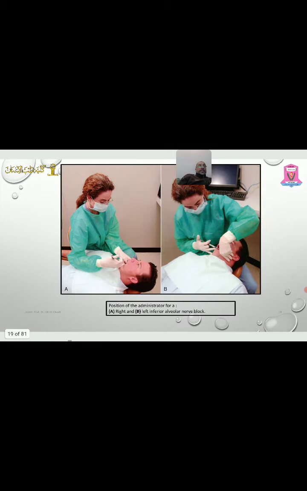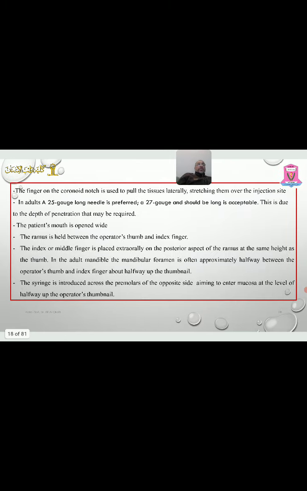The technique: the finger on the coronoid notch is used to pull the tissues laterally, stretching them over the injection site. In adults, a 25 gauge long needle is preferred, and a 27 gauge long is acceptable. This is due to the depth of penetration that may be required. The patient's mouth is opened widely. The ramus is held between the operator's thumb and index finger.